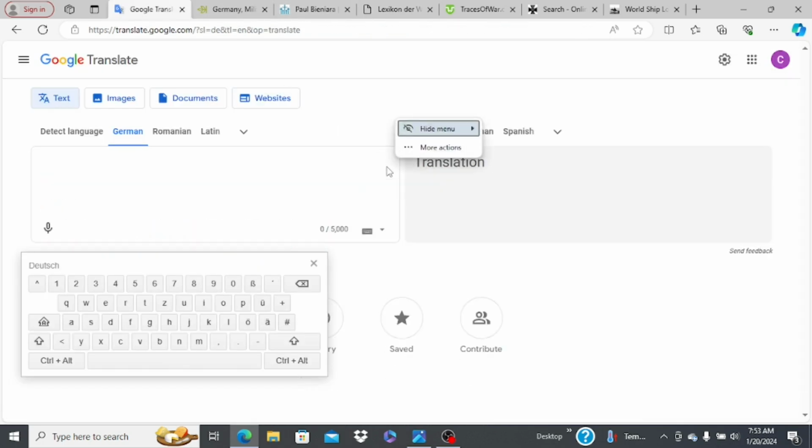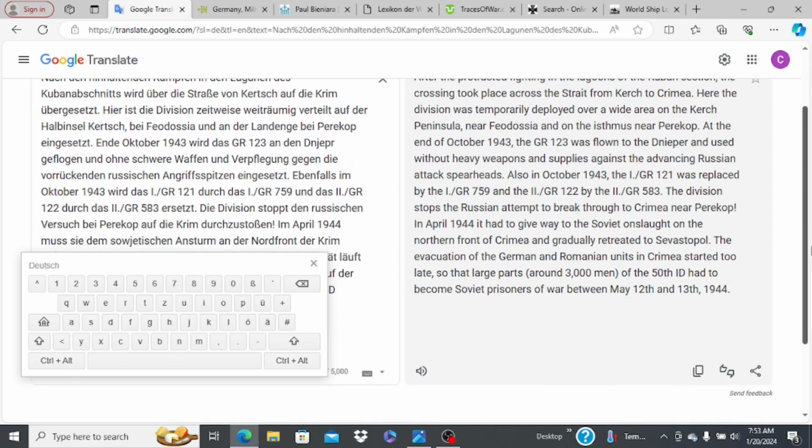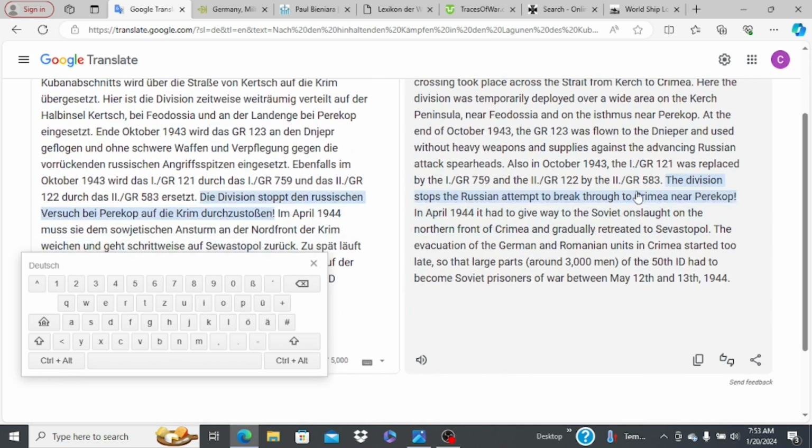If we take a look at this information here, in April of 1944, it had to give way to the Soviet onslaught on the northern front of Crimea and gradually retreated to Sevastopol. The evacuation of the German and Romanian units in Crimea started too late, so that large parts, around 3,000 men of the 50th Infantry Division, had to become Soviet prisoners of war between May 12th and May 13th, 1944.